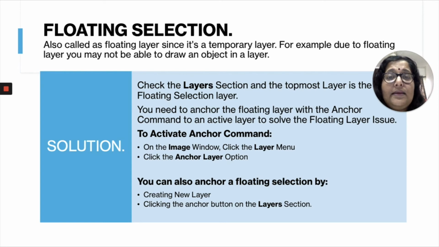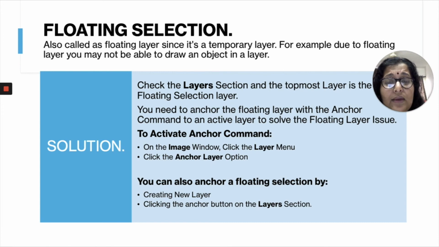How do you activate the anchor command? On the image window, click the Layer menu. Click the Anchor Layer option. That is, if a floating layer is formed on the layer you're currently working on, you have to activate the anchor command. For activating the anchor command, open the image window, then click on the Layer menu and click on the Anchor Layer option.